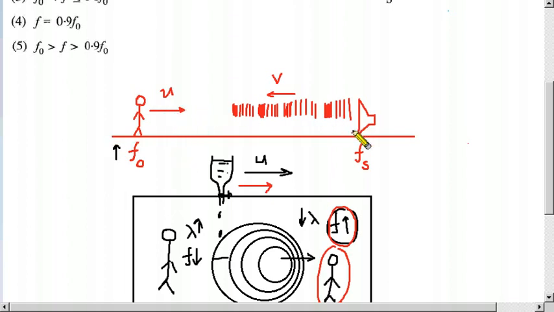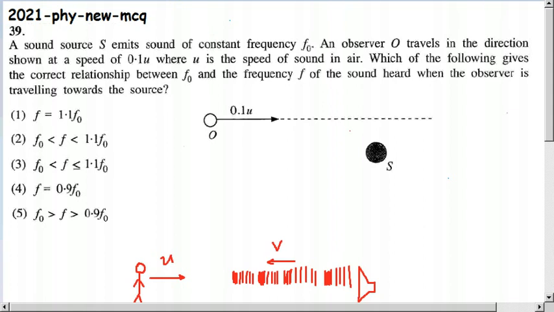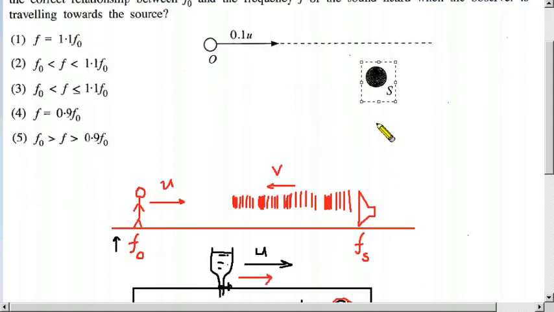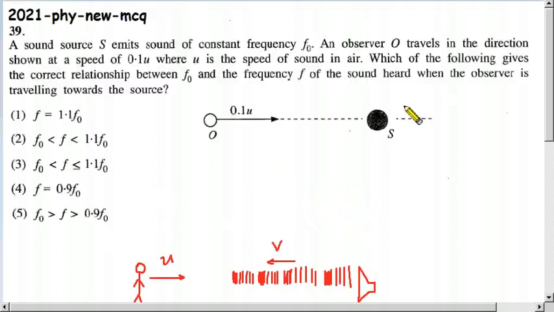So children, now let us simplify this question by placing this source exactly on the line that the observer is moving. If the case is like this, this one is the observer, I draw a man for that.